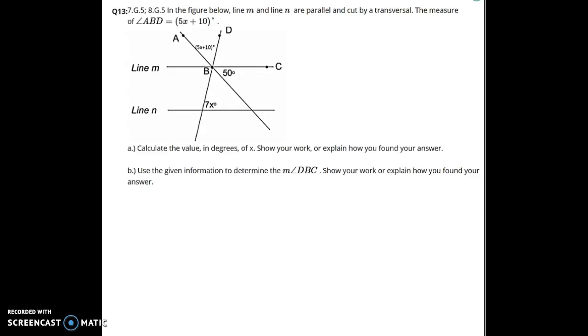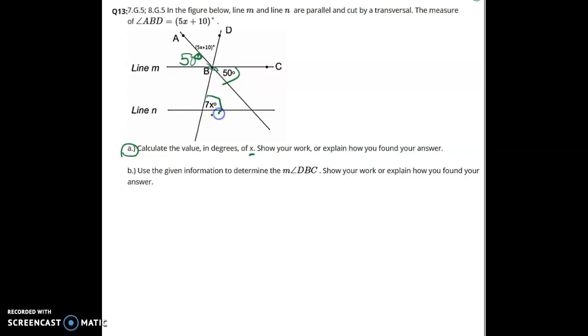Okay, if we track this problem, part A is asking me to calculate the value in degrees of x. I have a lot of work to do before I can figure that out, and this is going to have to do with understanding angle relationships. I understand that if this is 50 degrees, its vertical angle will also be 50 degrees. So I can label that as 50 degrees.